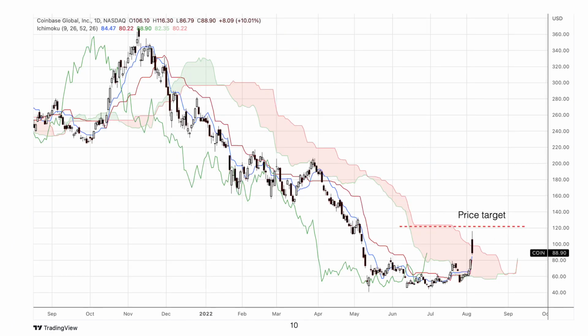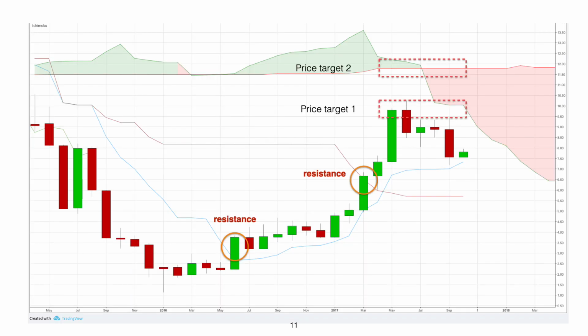In this daily chart of Coinbase Global, we find that the price had been unable to break above the Kumo. At this point, price touched the Senko A resistance line and then consolidated within the Kumo. If price manages to break above the daily and weekly targets, your next target is the monthly resistance.